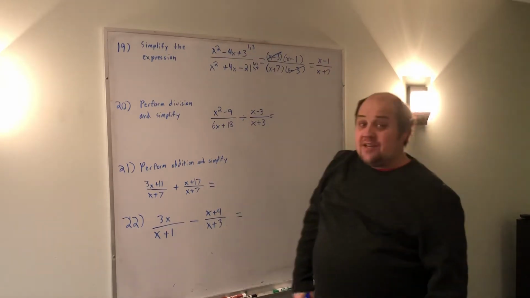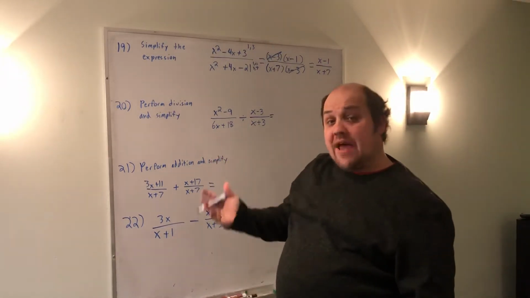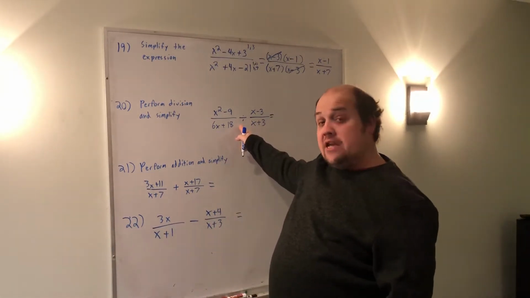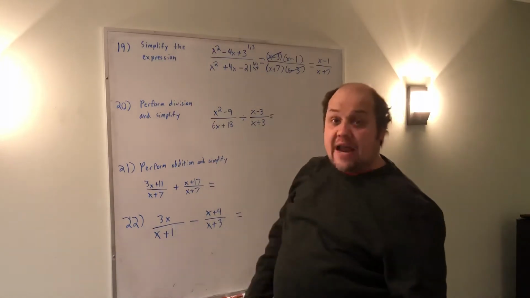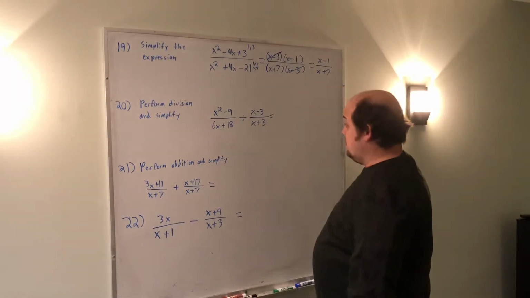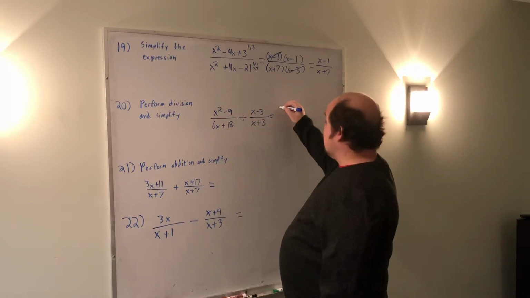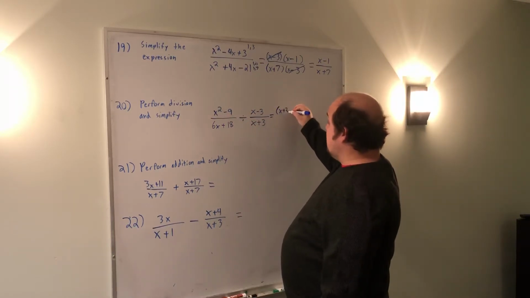Number 20 asks me to do the same general thing where I'm going to be factoring and canceling. The difference is because of this division symbol, I need to remember that I'm flipping the second fraction as I go to cancel. So I'm going to rewrite the first fraction by factoring the top. X squared minus 9 is the difference of squares. It becomes x plus 3, x minus 3.